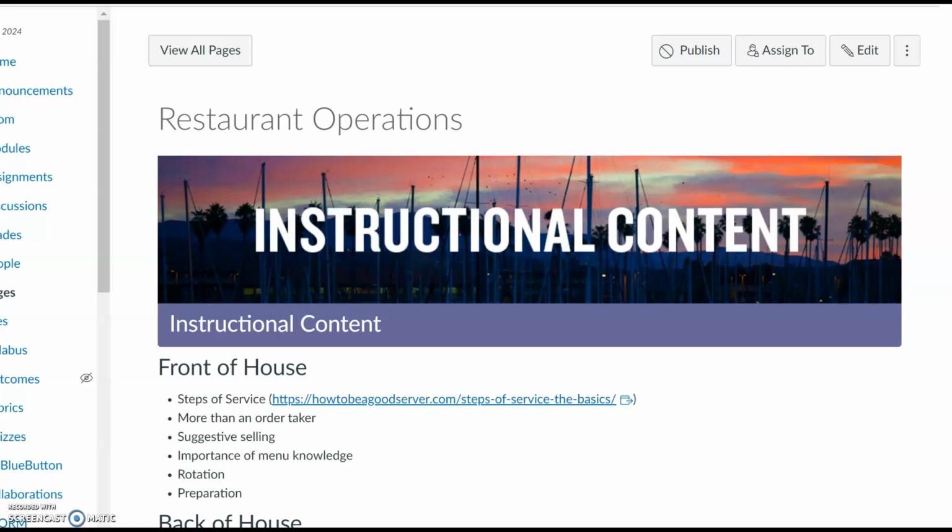Welcome to week number 7, where we're talking about restaurant operations. Last week we talked about developing a restaurant, and now that we have that developed, we're going to think about how do we operate it. And so what you'll see in this instructional content is some information on front of house, back of house.